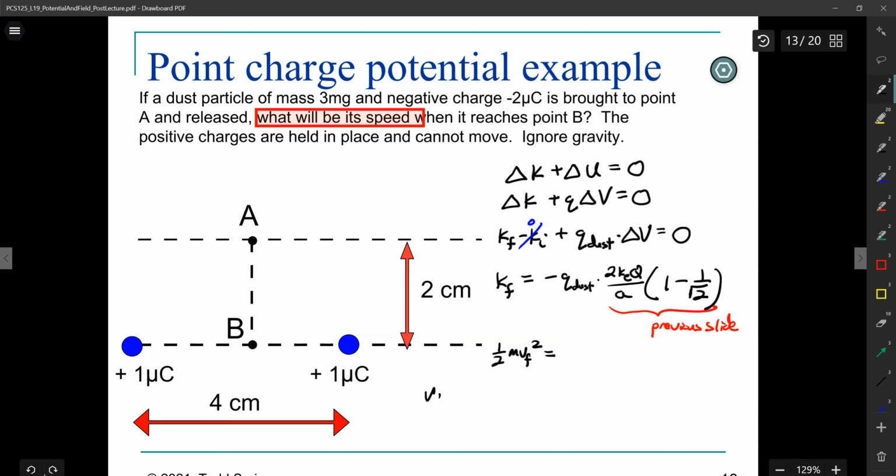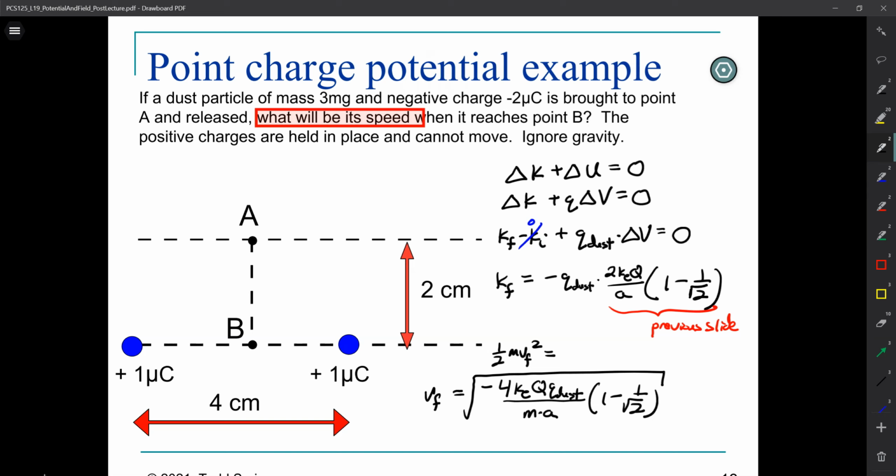And solve for VF. So VF will be equal to, I got to multiply by 2 to get rid of the 1/2, and I got to divide by the m. So I'm going to have here minus 2 multiplied by another 2 is 4. KE Q dust divided by m times A. I divided by the m from the left-hand side. 1 minus 1 over root 2. And then I have to take the square root of that. So I did a few steps at once. Solved for VF by multiplying by 2, dividing by m, taking the square root.